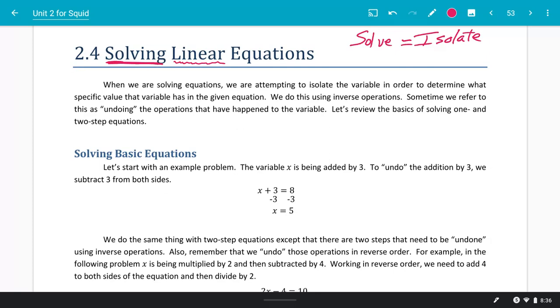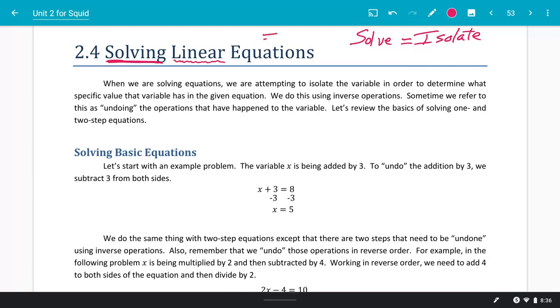Let's just continue with our words. What's equation mean? It has an equal sign. That's what it means. Equation. It has an equal sign. All righty then. So let's start by solving a basic equation.